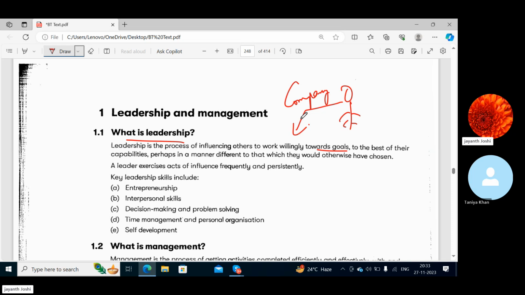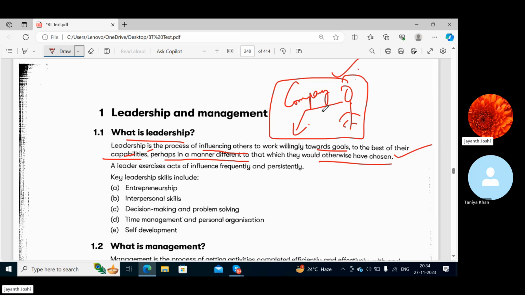And then seeing him as a big achiever, people get influenced, right? So he can influence others. So leadership is a process of influencing others. Seeing him and drawing a kind of inspiration from him, the others would also work willingly towards goals. He is not forcing them to do, but people are getting inspired and influenced from him, and they are willing to work towards goals to the best of their capabilities, perhaps in a manner different to that which they would otherwise have chosen, right? So seeing him, everyone is on track. That's the charisma, that's the kind of motivation people draw from him. And that shows it's nothing but leadership.